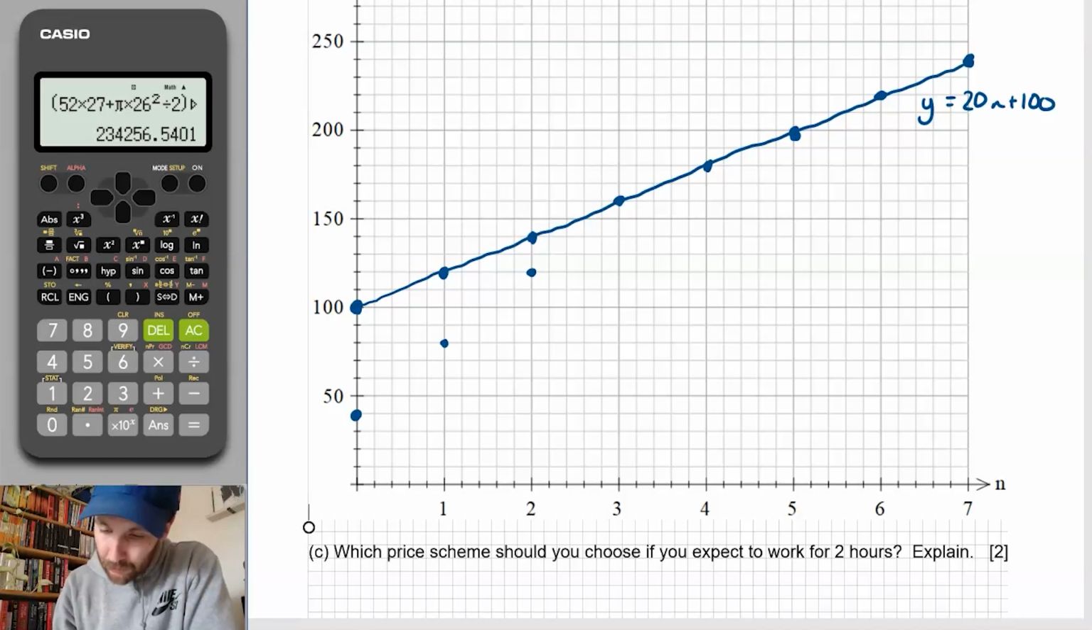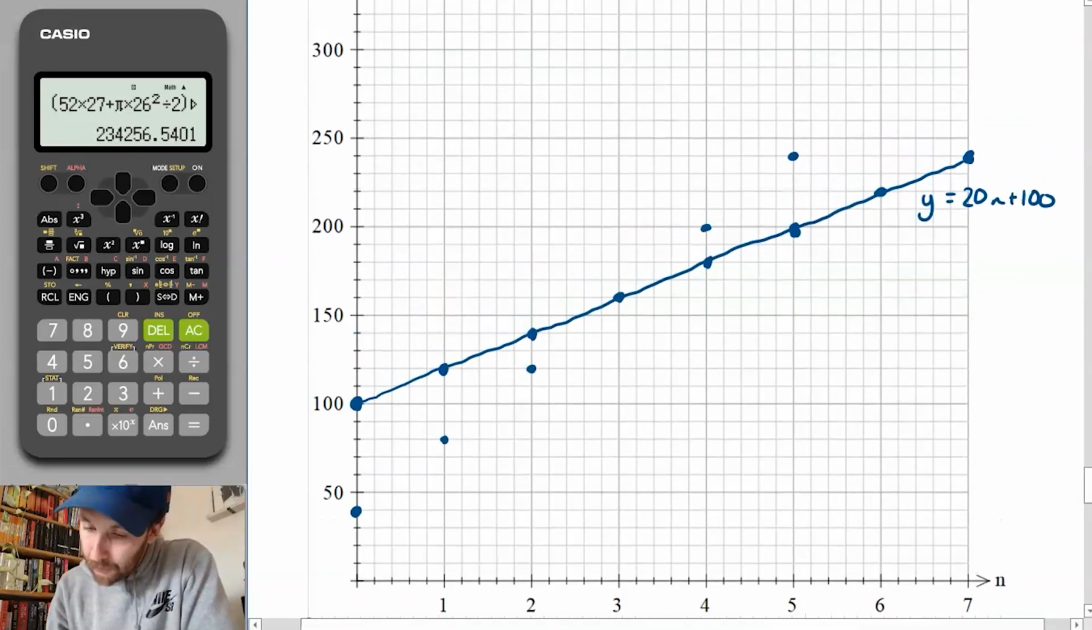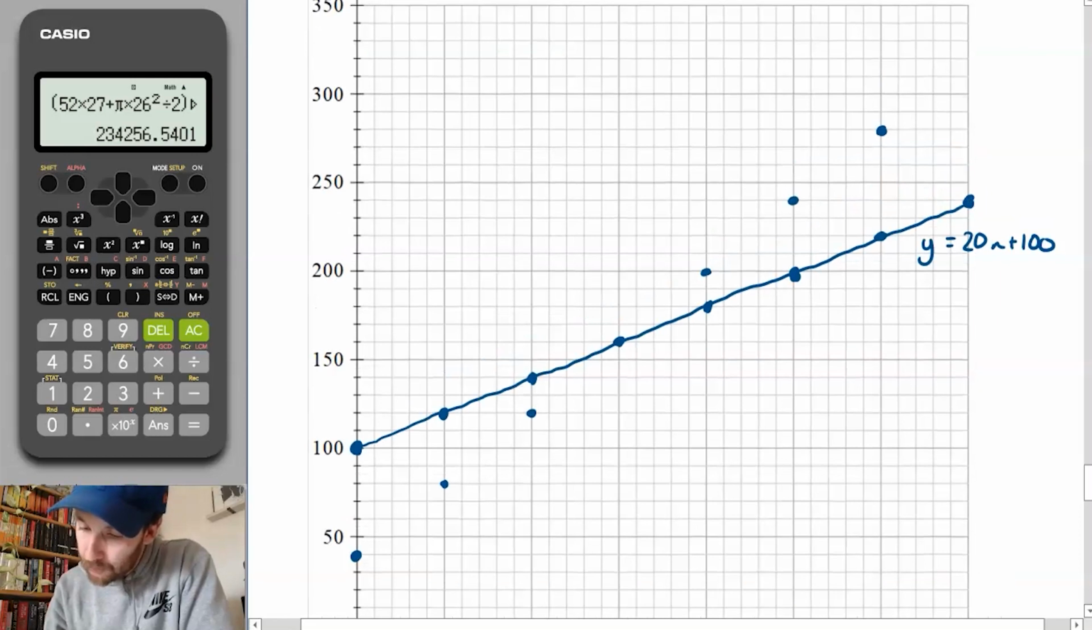Up again. 1, 2, 3, 4. 1, 2, 3, 4. So what I'm doing now, for every hour that I'm going across, 1, 2, 3, 4, I'm adding on another $40. 1, 2, 3, 4.